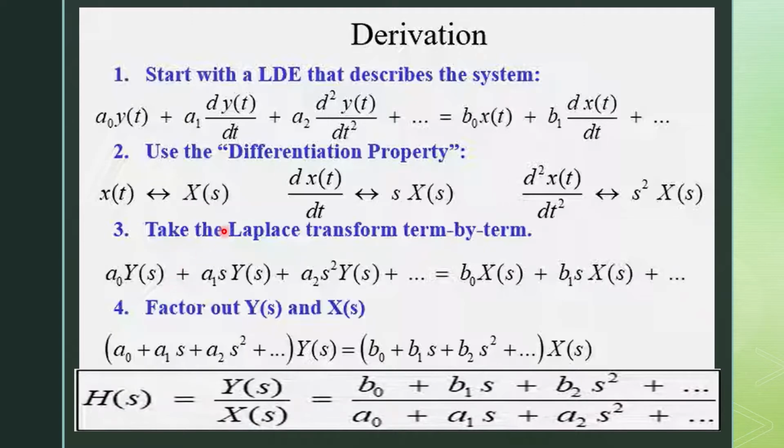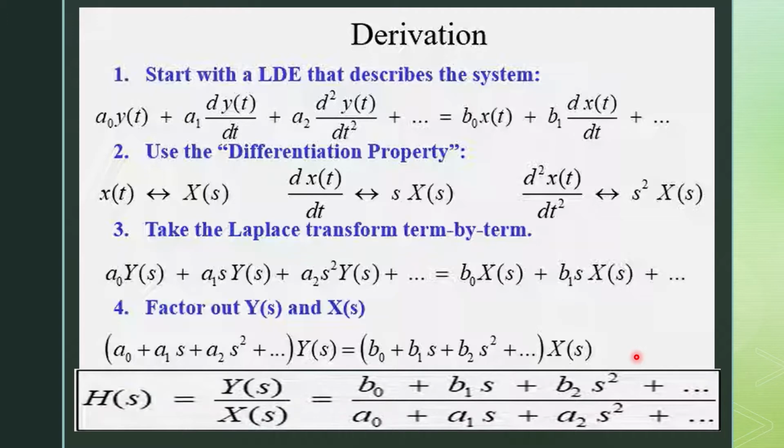Let this linear differential equation describe a system. Applying the Laplace differentiation property to the above equation, we get a0 into Y(s) plus a1 s into Y(s) plus a2 s square Y(s) and so on, equal to b0 X(s) plus b1 s X(s) and so on. So factoring out Y(s) and X(s), H(s) is given by Y(s) by X(s), that is equal to b0 plus b1 s plus b2 s square plus so on, divided by a0 plus a1 s plus a2 s square and so on.